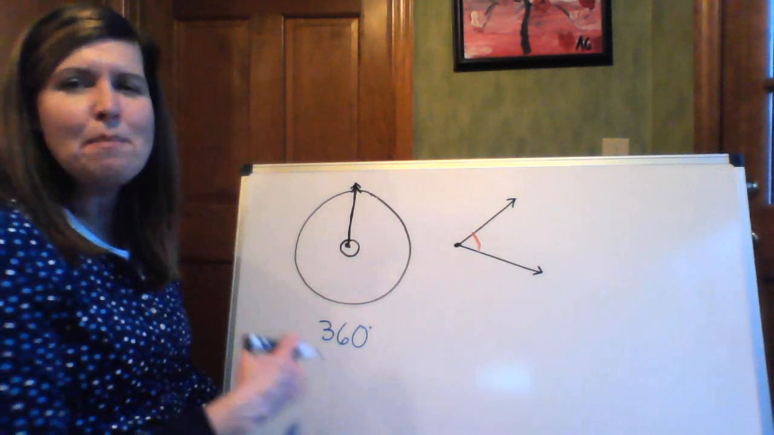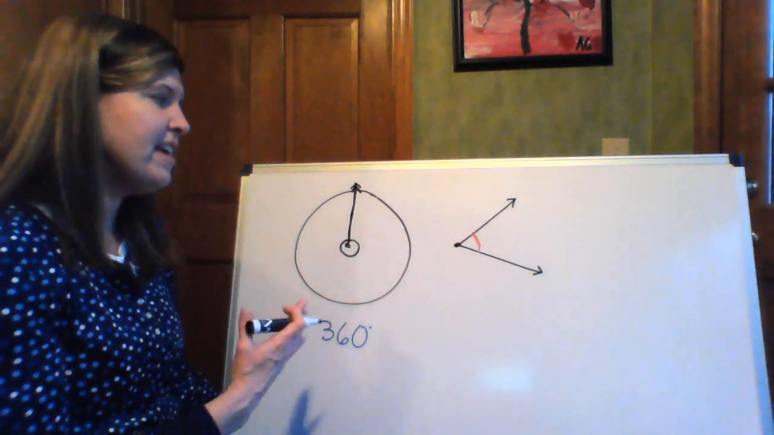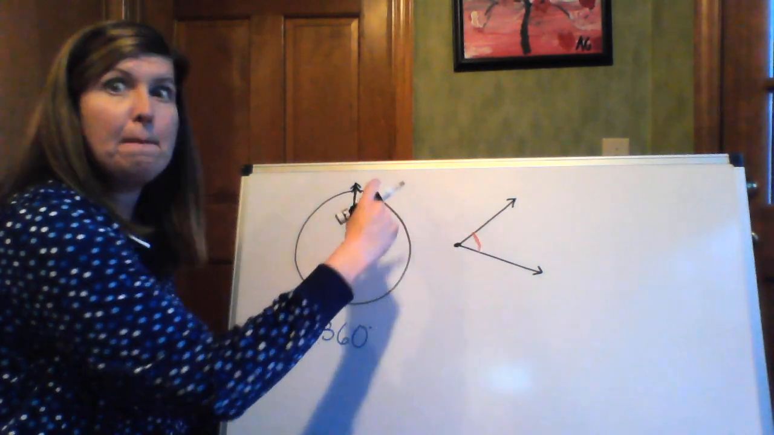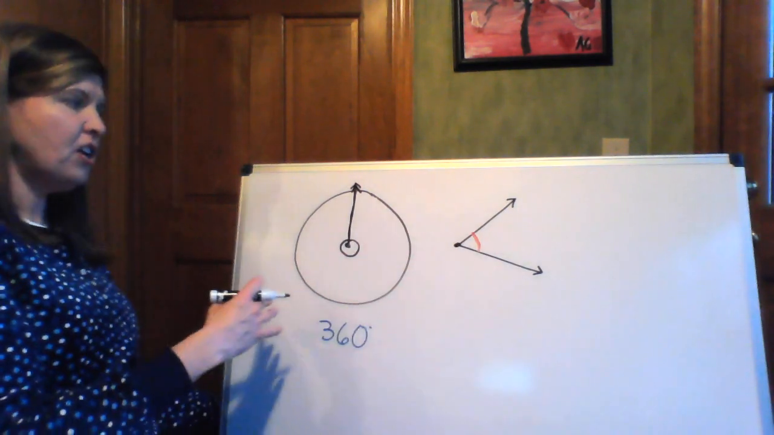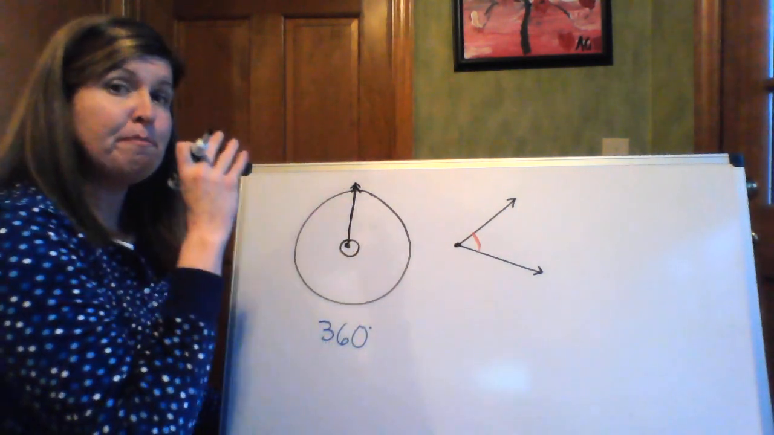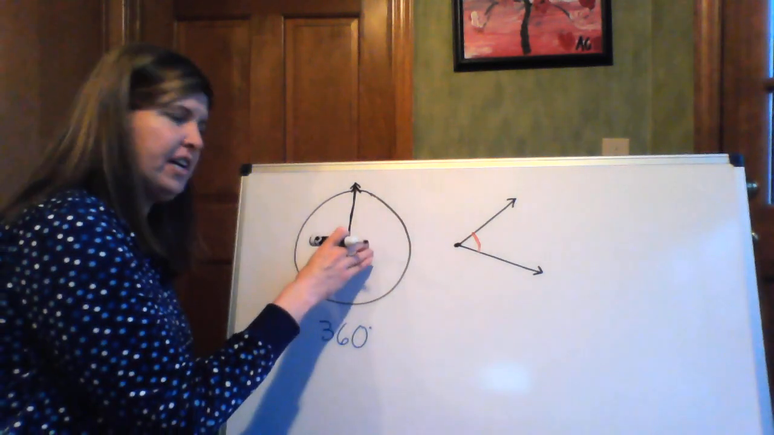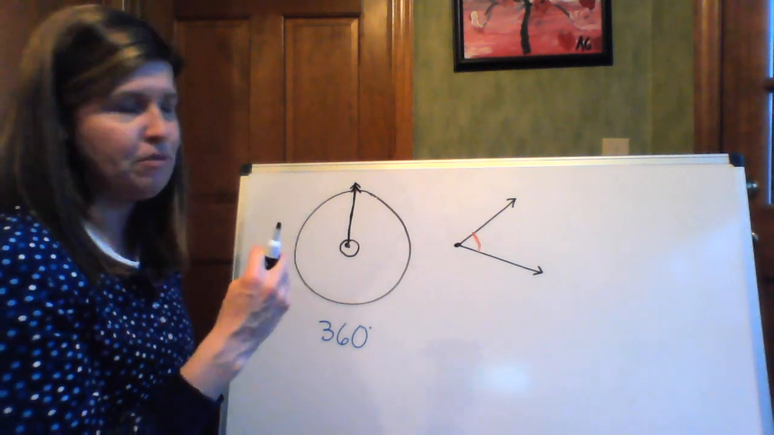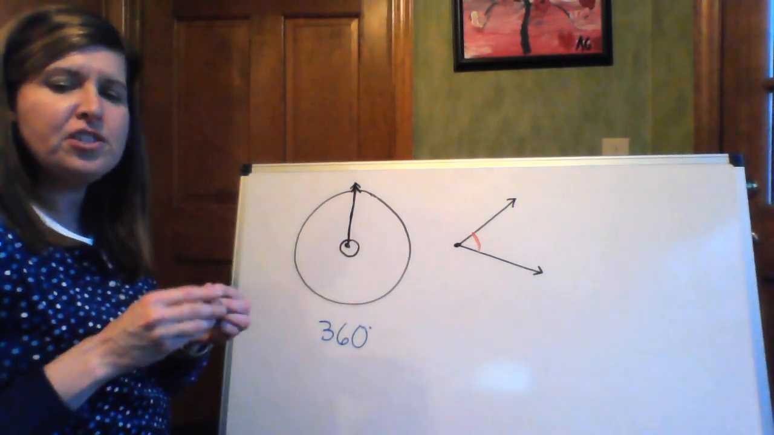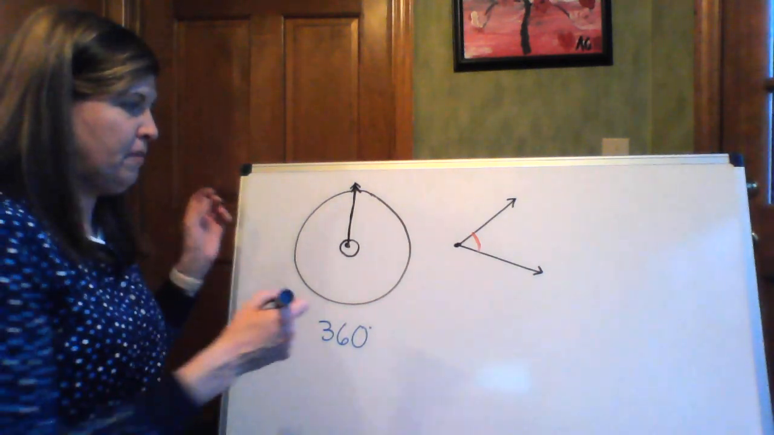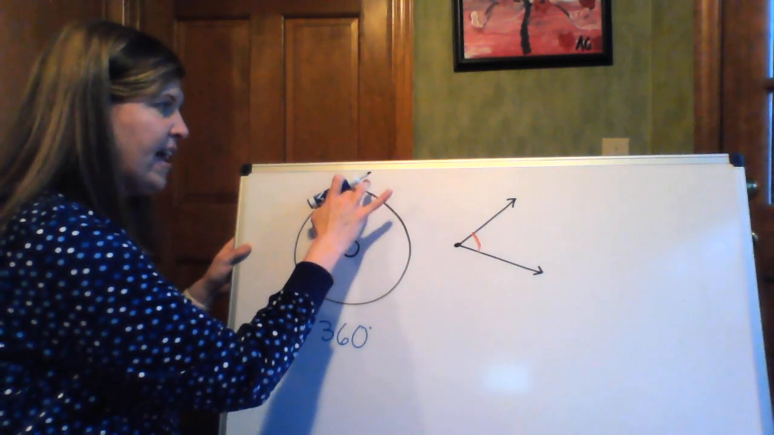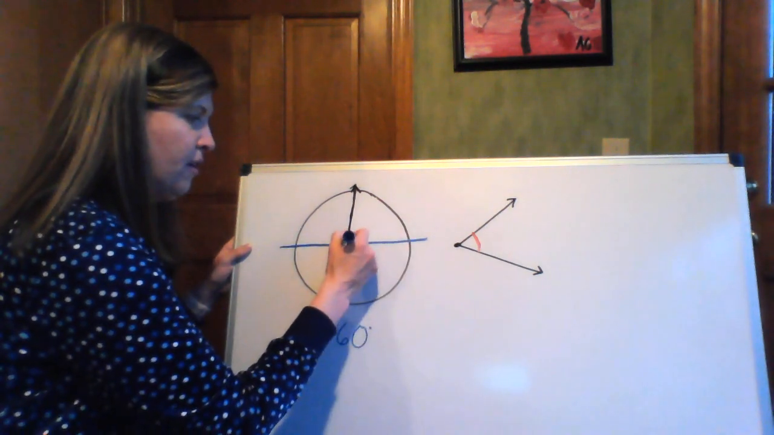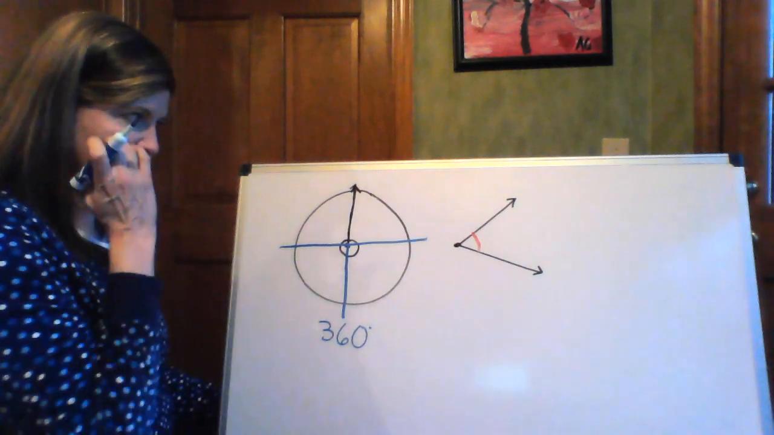360 degrees. But usually when we measure an angle, we're not measuring the whole distance around the circle. We're measuring part of it. So remember that the biggest an angle can be is 360 degrees. But usually, well, it's always smaller than 360 degrees. To start, we talk about what would happen if we divided this circle into 4 pieces.